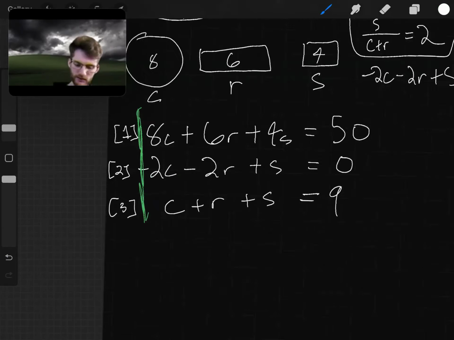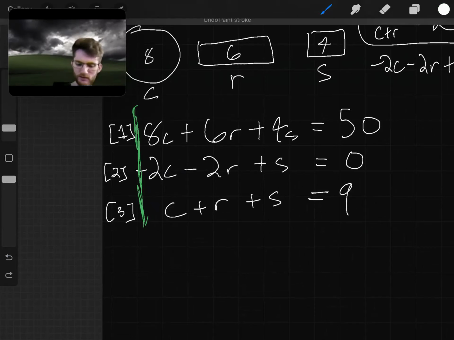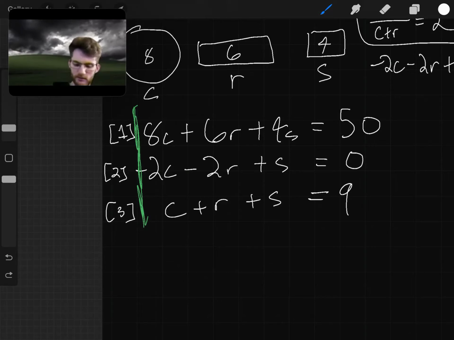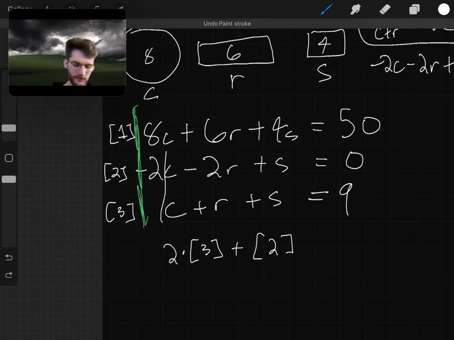Instead of doing substitution this time around, I'm going to add equations together to try and isolate. So it looks like I can easily isolate this S in these two instances, because if I multiply equation 3 by 2, I'm sorry, just multiply by a 2, not a -2, this will cancel out this 2c, and this will cancel out this r, and then I'll be just left with the variable s.